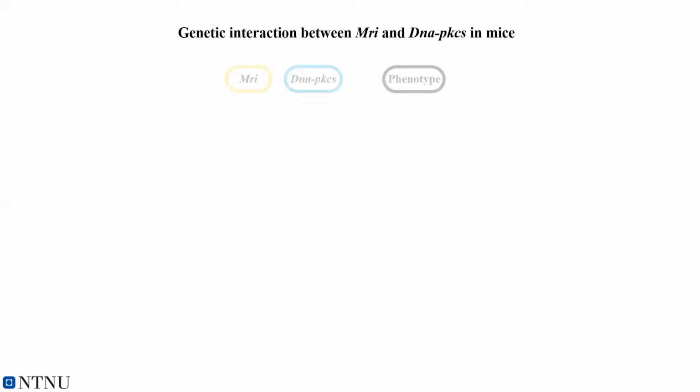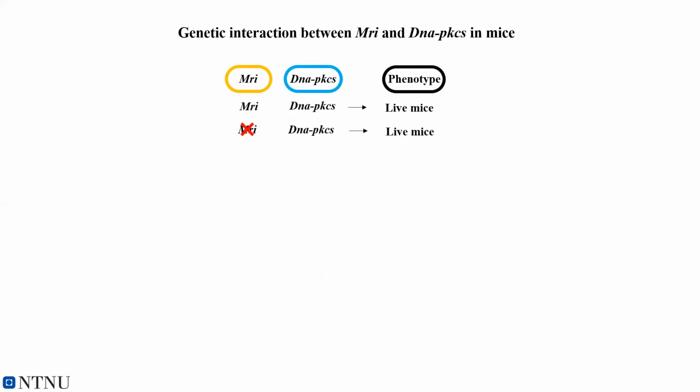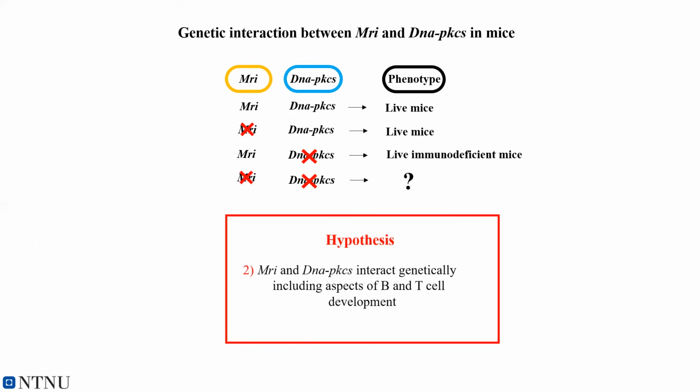Moreover, single inactivation of MRI poses no abnormal phenotype. Mice lacking DNA-PKcs, on the other hand, are live-born, but they are immunodeficient. The question is whether MRI and DNA-PKcs interact genetically. So I hypothesize that MRI and DNA-PKcs interact genetically, including in aspects of B and T cell development.